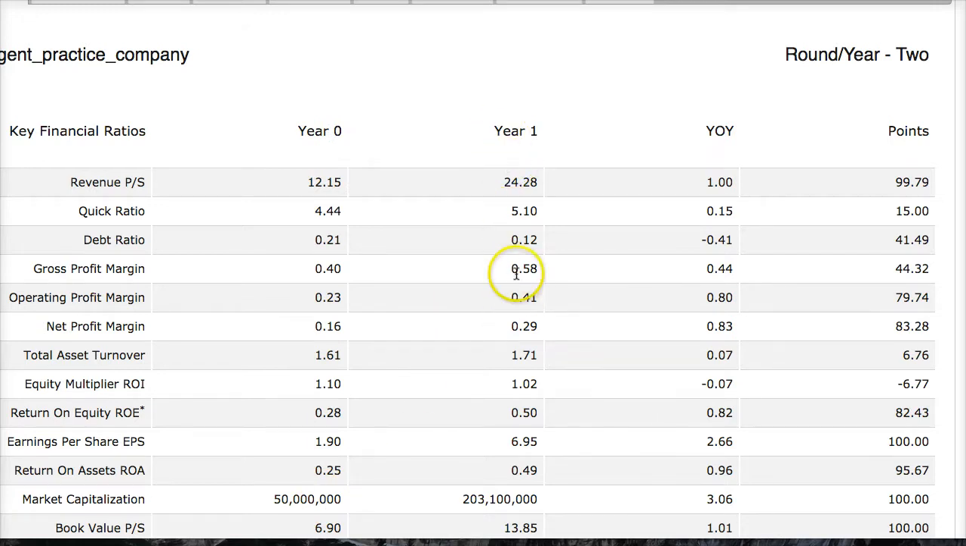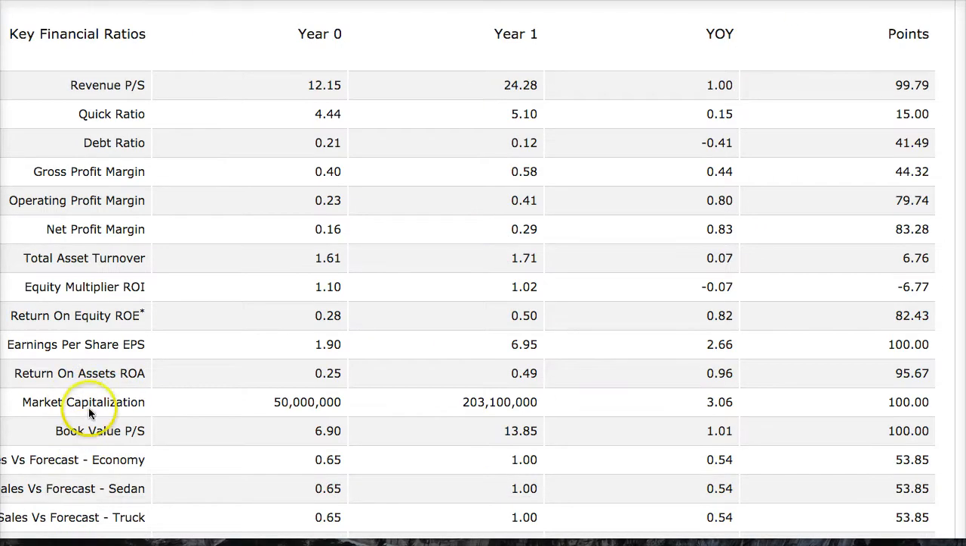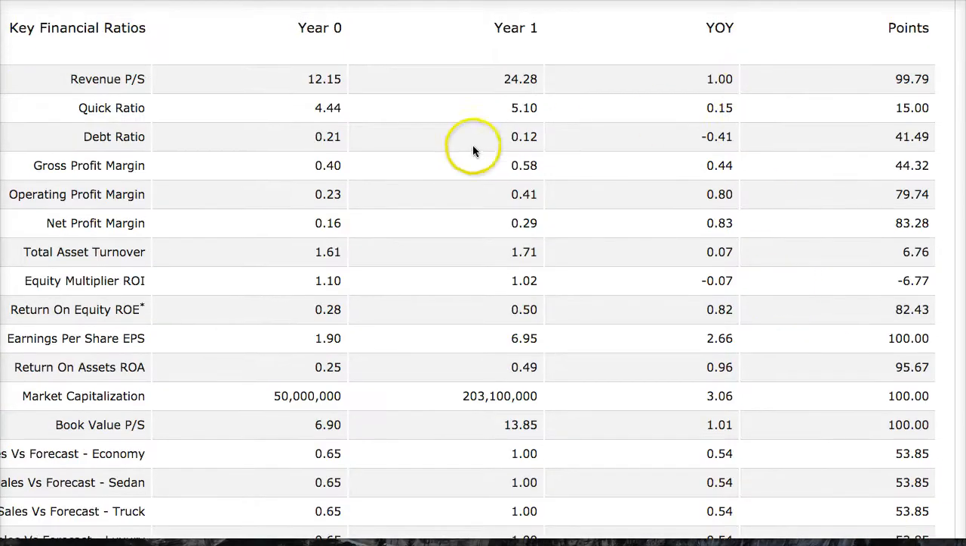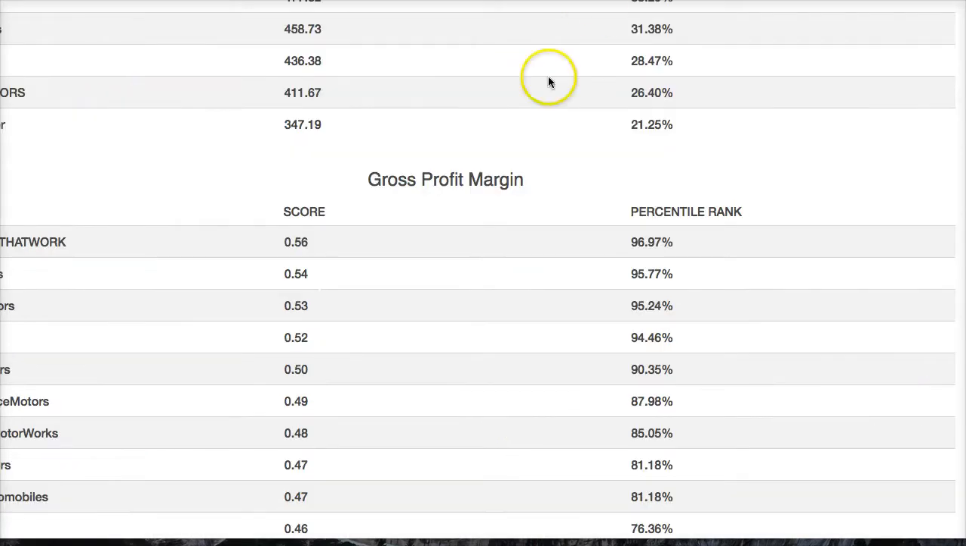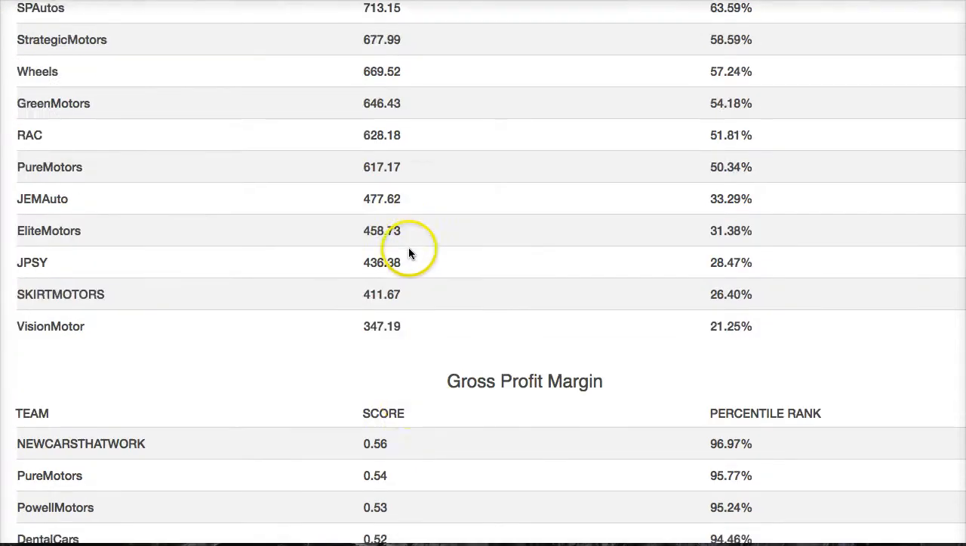This is my demo. I got higher gross, operational and net profit margins, higher revenues, higher operating returns, higher return on equity, higher earnings per share, higher market capitalization, higher book value, and better forecasts, which led me in my demo to 1,200 points. So when I go into year two, I have to beat year one's information. Now I'm competing against myself on my financial ratios, as well as the competitors in the simulation. So keep that in mind when you're playing the sim, that you have to do better than last year.